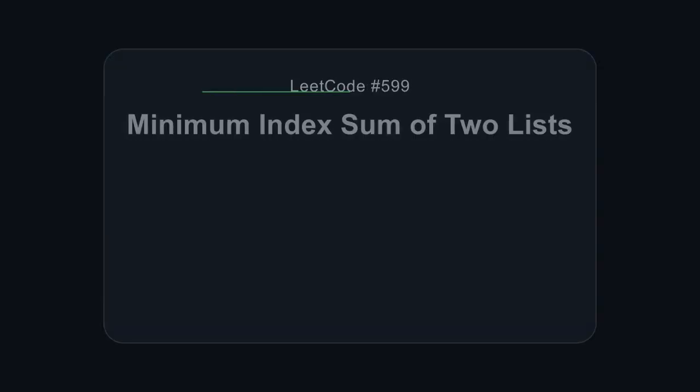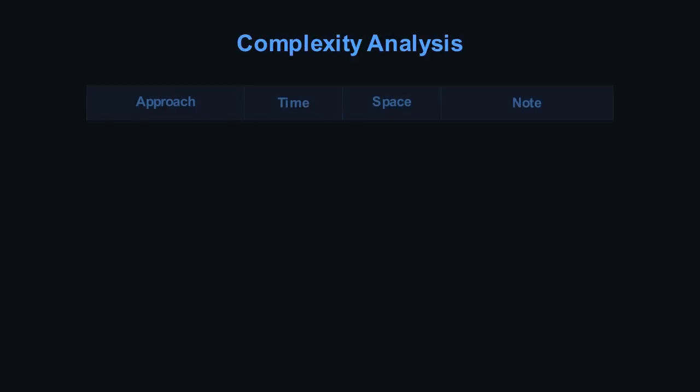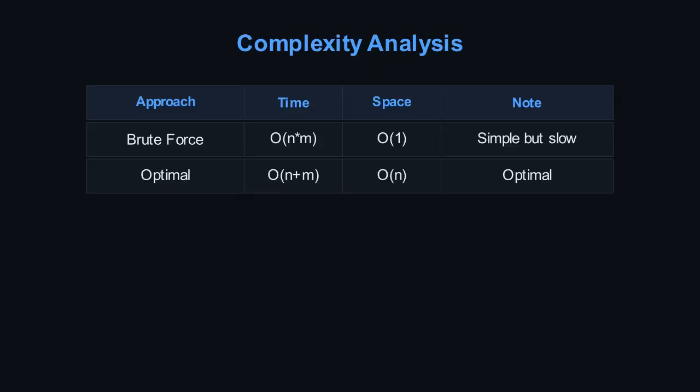You'll recognize this pattern when you need to match elements across two collections and care about their positions. Anytime you see common items with minimum index sum. Time complexity is O(n plus m), because we traverse each list once. Space complexity is big O of n for the dictionary storing the first list's entries.